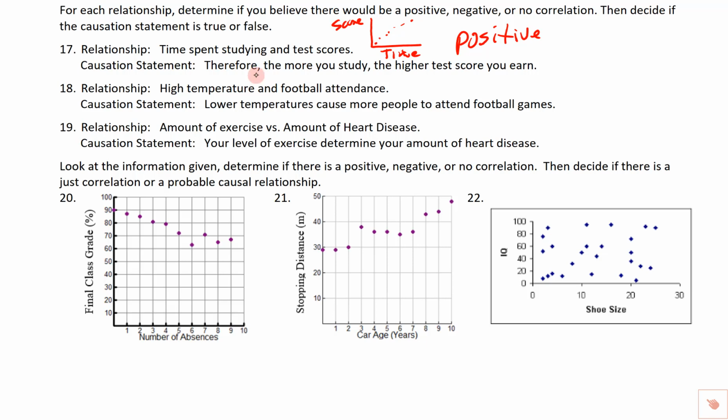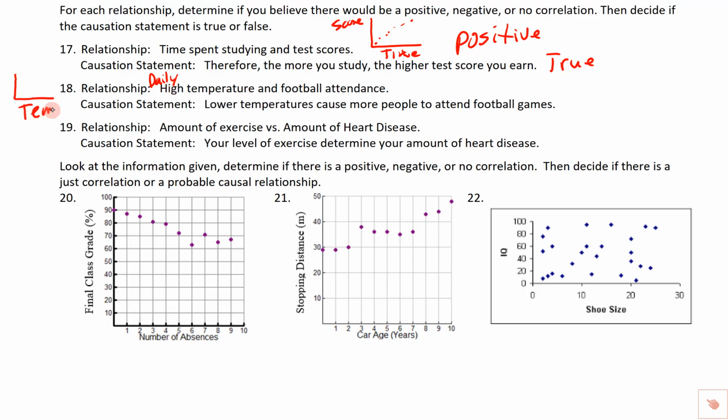And then it says, therefore, the more you study, the higher your test score. So is that an actual causation thing? I'd probably say that that one is true. That's probably true. Now, the next one says high temperature and football. So high temperature meaning the daily high temperature, so I'm actually going to write that in there: the daily high temperature and football attendance. Well, let's think about this for just a second.